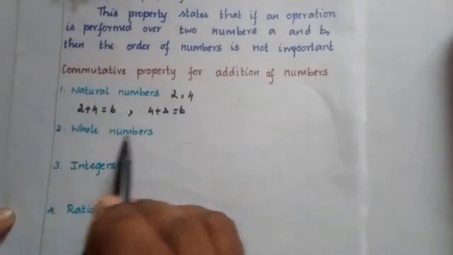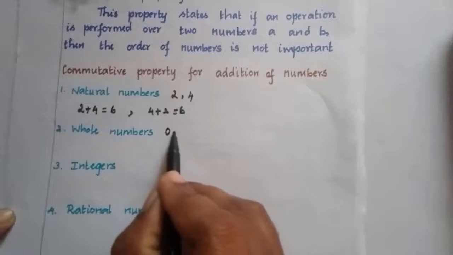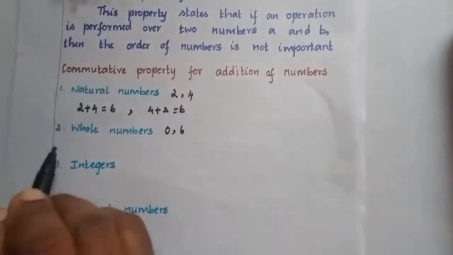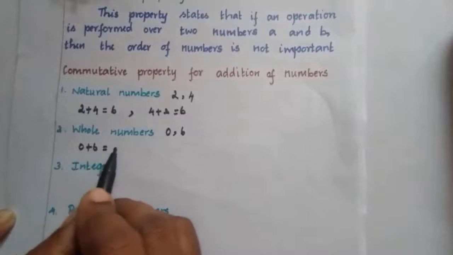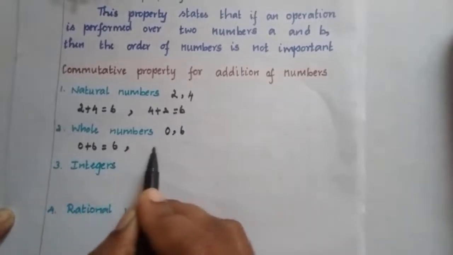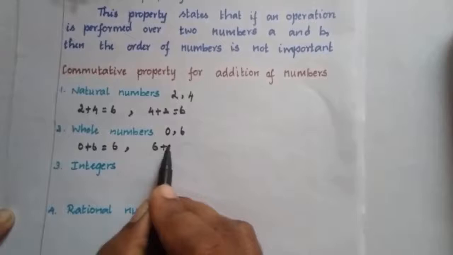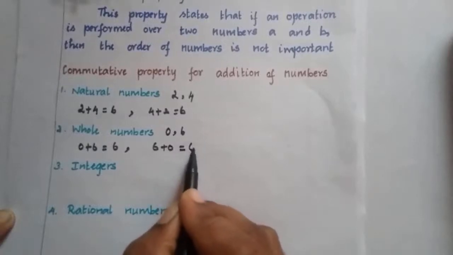So let us take two whole numbers 0 and 6. So what's the value of 0 plus 6? Yes, which is equal to 6. Similarly, what's the value of 6 plus 0? That is also 6.